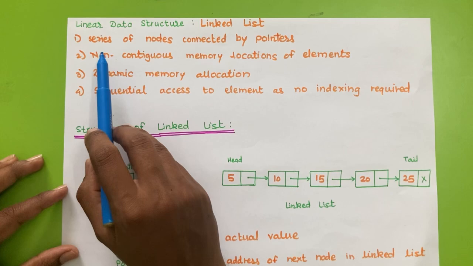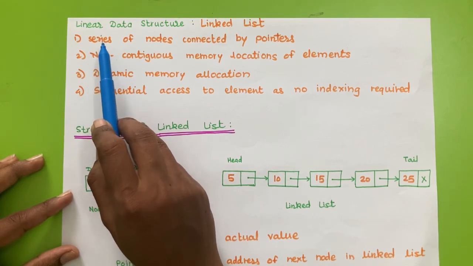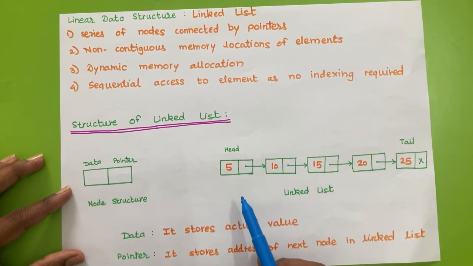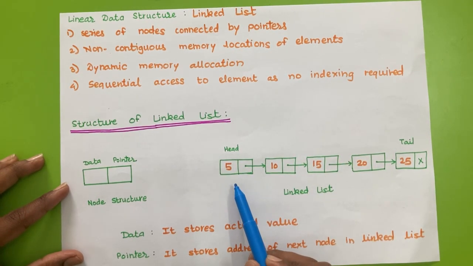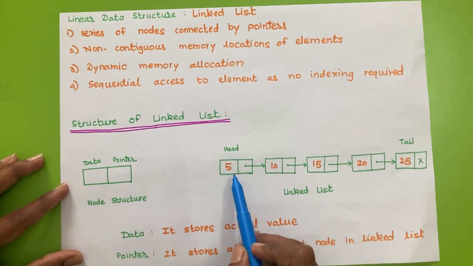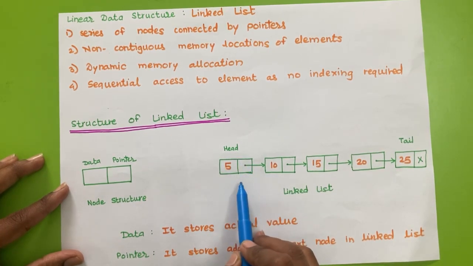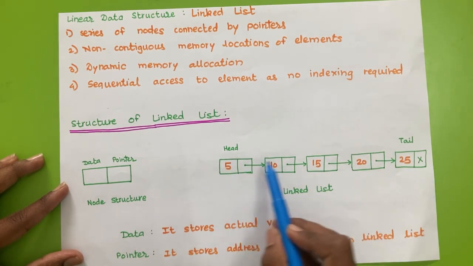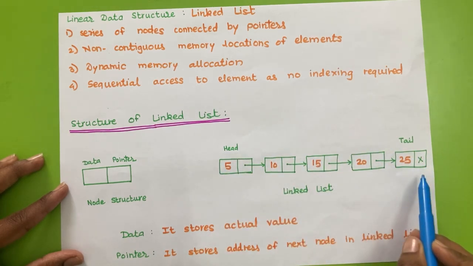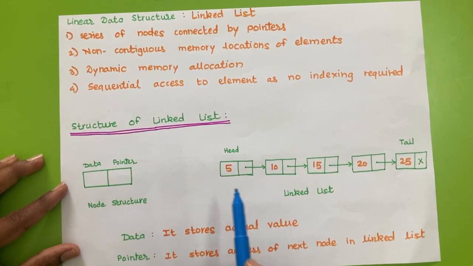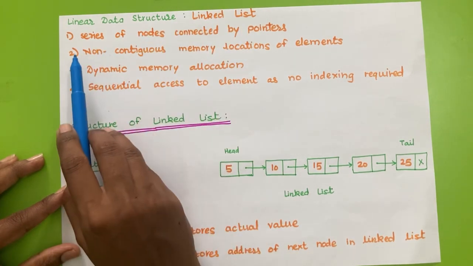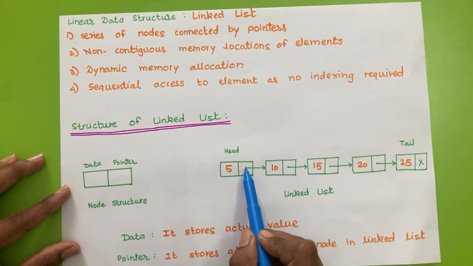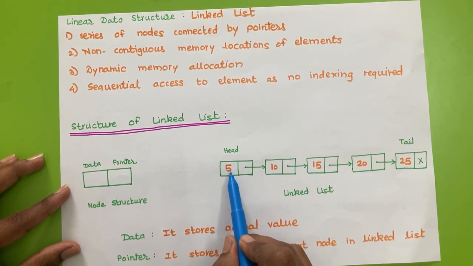The first characteristic of linked list is a series of nodes connected by pointers. Here is the picture, or we can say the structure, of the total linked list. This is called a node of a linked list, and the nodes are connected with each other, so this total structure is called a linked list. A linked list is nothing but a series of nodes connected by pointers. This field is called the pointer field and this is called the data field.